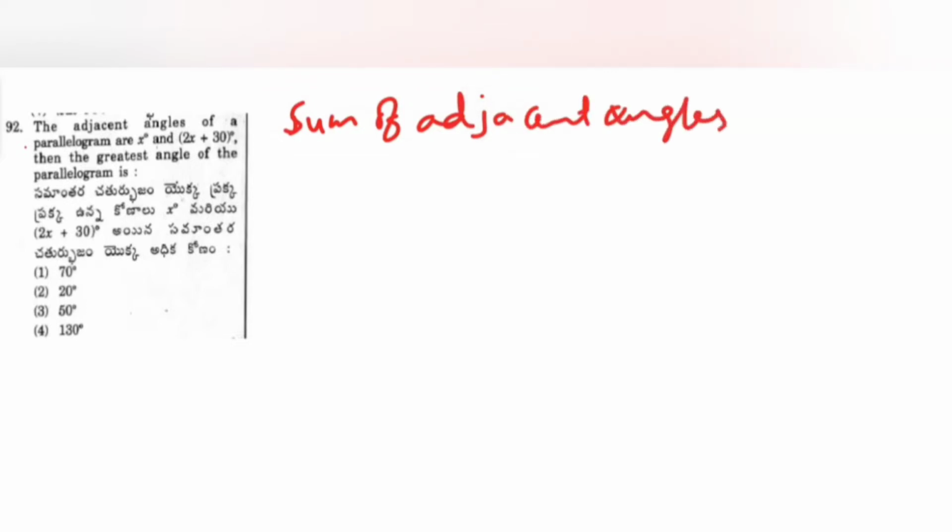The next question is, the adjacent angles of a parallelogram are x degrees and 2x plus 30 degrees. Then the greatest angle of the parallelogram is. Options are 70 degrees, 20 degrees, 50 degrees and 130 degrees. Now let us observe the properties of a parallelogram which are related to adjacent angles. You know that in a parallelogram the sum of adjacent angles is 180 degrees, or you can also call them supplementary.